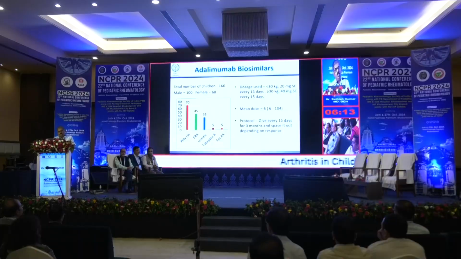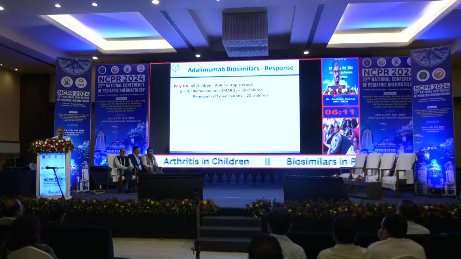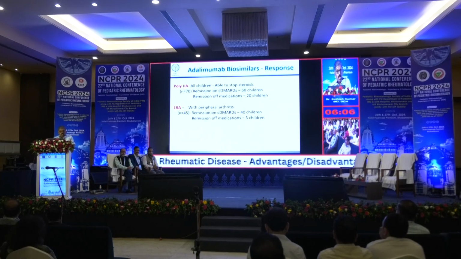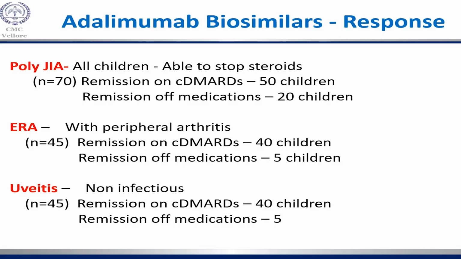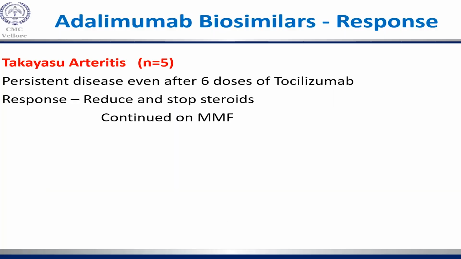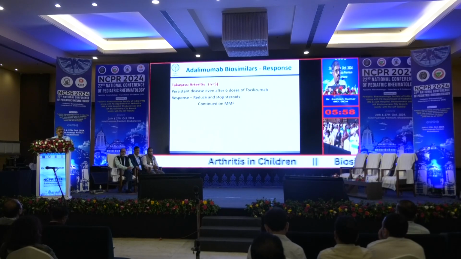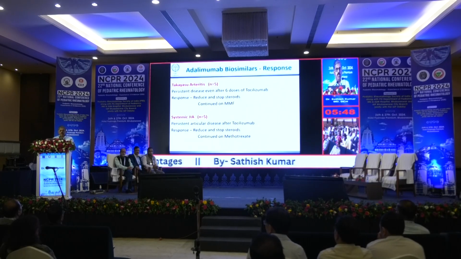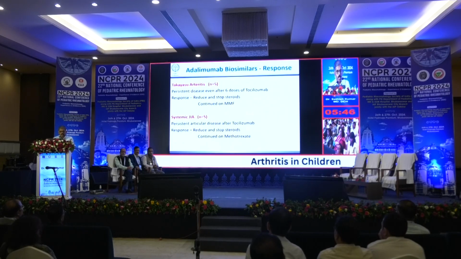This is what we use for children with polyarticular JA, ERA, resistant Takayasu arthritis, and systemic JA with arthritis predominant. In poly JA, they really work very well, and in ERA with peripheral arthritis, again it works very well. We use it in uveitis, where it works very well. In Takayasu arthritis, as part of bridge therapy with mycophenolate and steroids, if it does not respond, we give adalimumab also. In systemic JA, if they are more articular predominant, we use adalimumab.